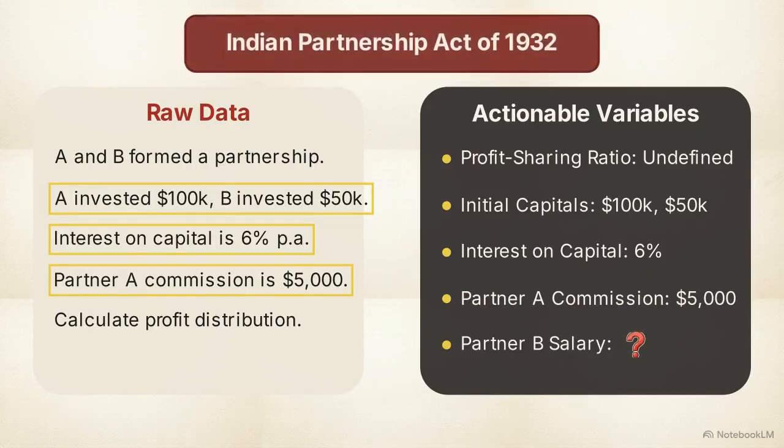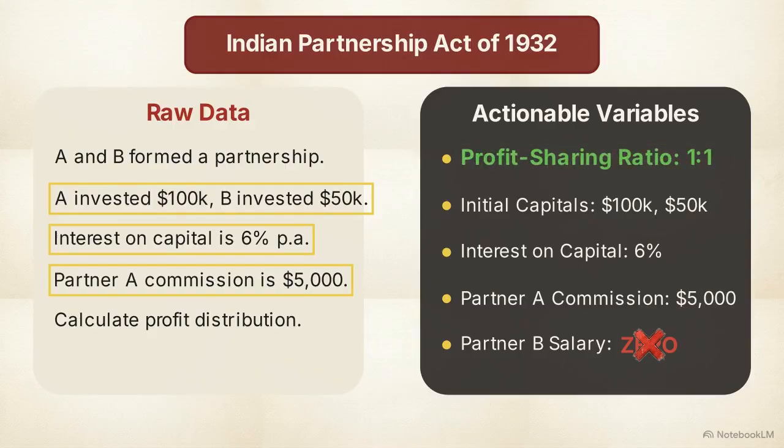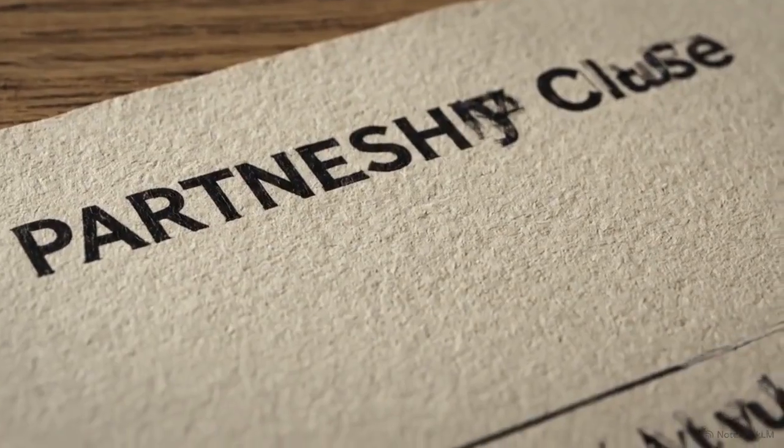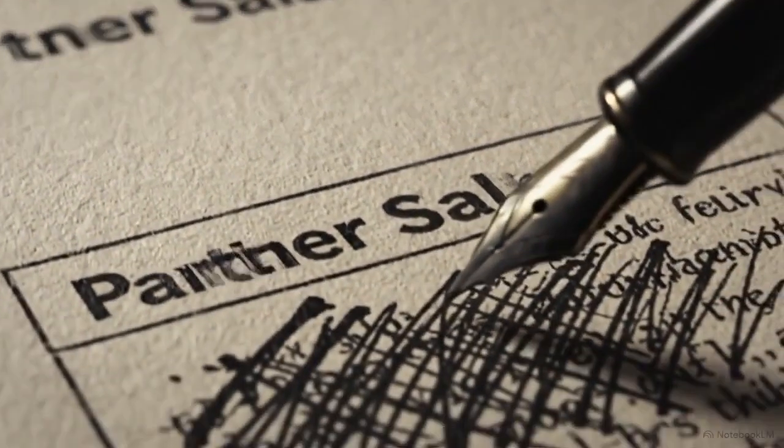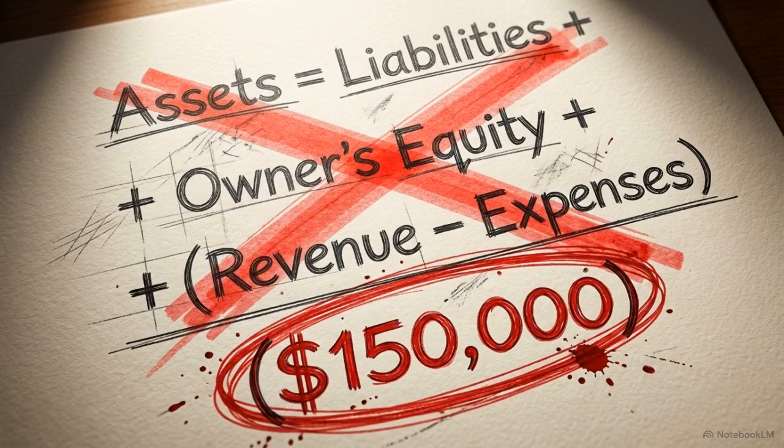When a partnership deed is silent on a specific term, we default to the Indian Partnership Act of 1932. This legal failsafe dictates that if no salary is explicitly stated in the deed, 0 salary is awarded. Furthermore, if the profit-sharing ratio isn't defined, profits must be shared equally, or 1-to-1. Identifying what is missing from a partnership deed is just as critical as reading what is written down. Missing this step guarantees an incorrect final balance.